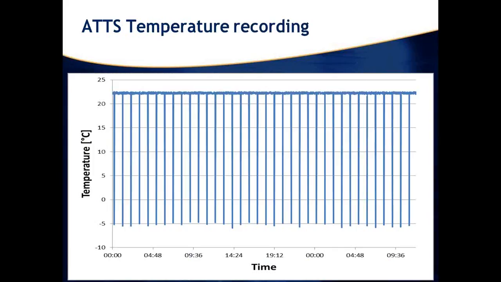And here you can see an example of usage of ATTS. So we're measuring the temperature at the ATTS coil location. As you can see, the temperature is normally about 23 degrees, and once an hour you see this sharp vertical drop of temperature from 23 to -5, and this is an indication that the cooling has occurred and was correctly identified by the measurement system.